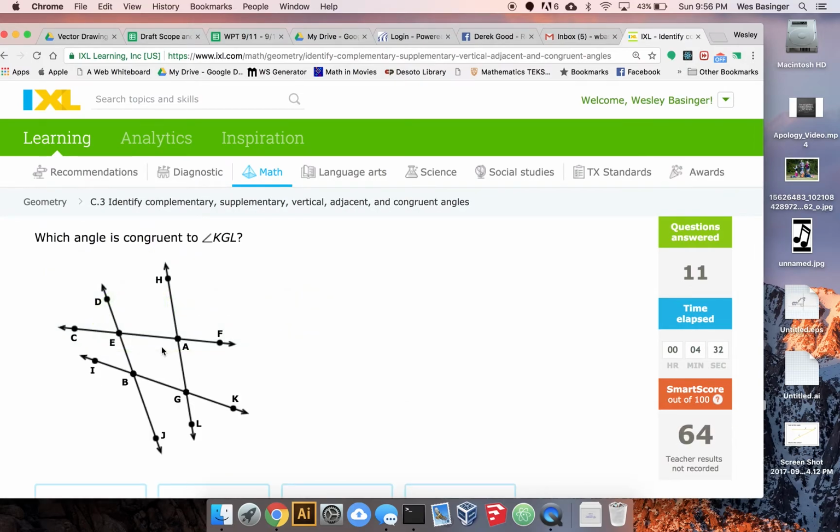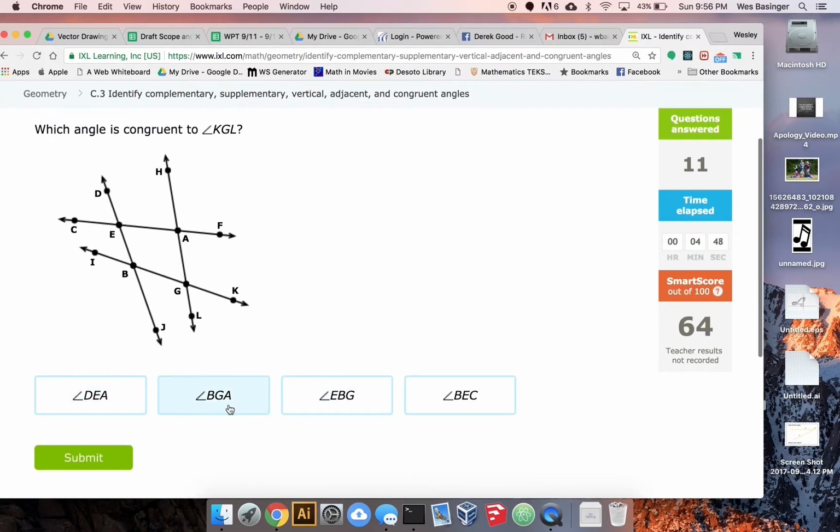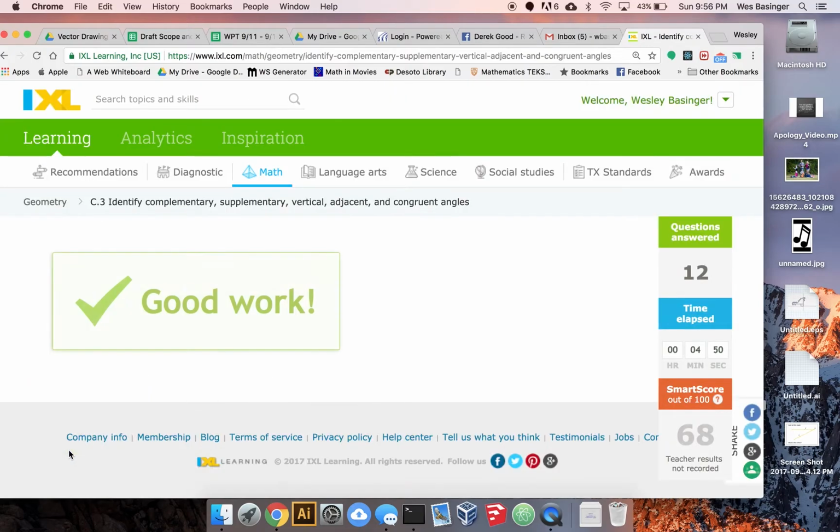Which angle is congruent to KGL? KGL is this angle right here. We know that a vertical angle would be congruent, so we can do AGB or BGA.